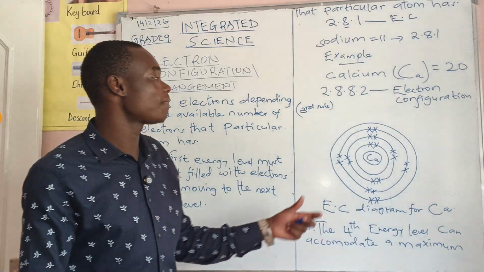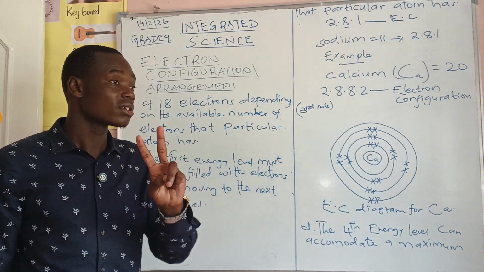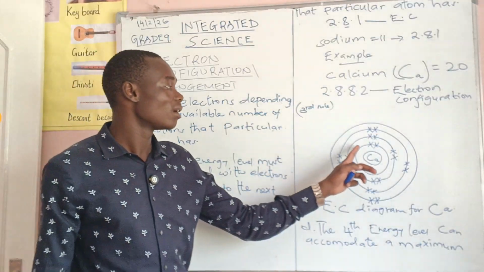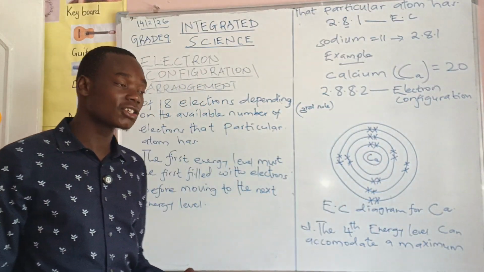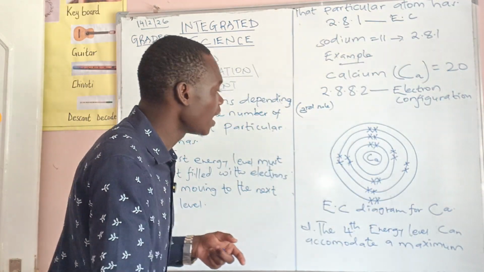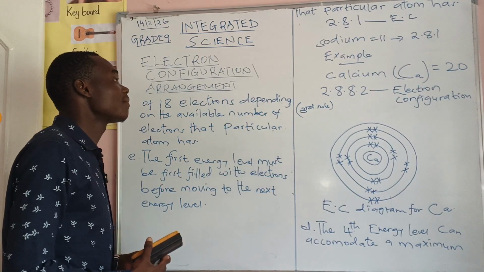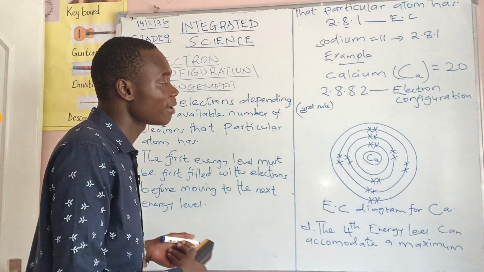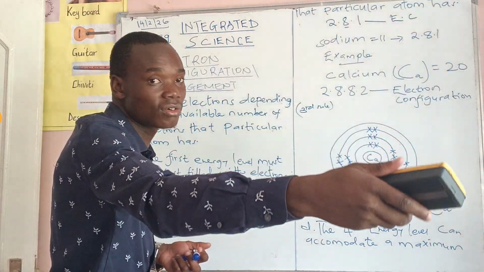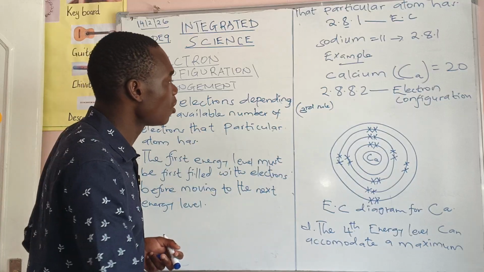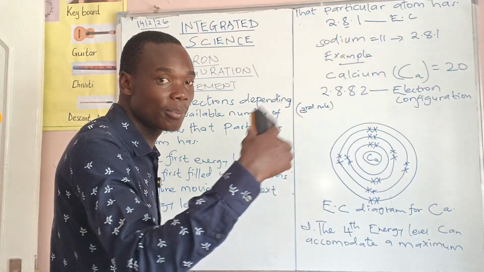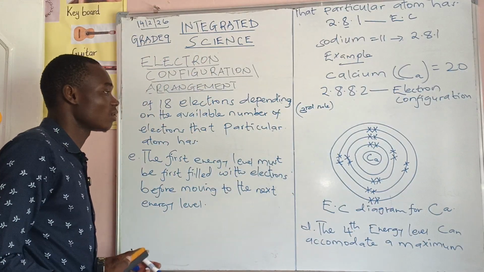You saw me filling the first energy level with only 2 electrons. So that is the rule. After it is filled, we can move to the next energy level, the second, which can only accommodate 8 electrons. Once it is filled and the atom has more electrons, we can proceed to the third. When that is filled, we proceed to the fourth, and so on.